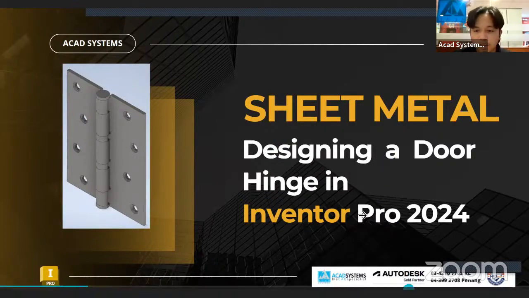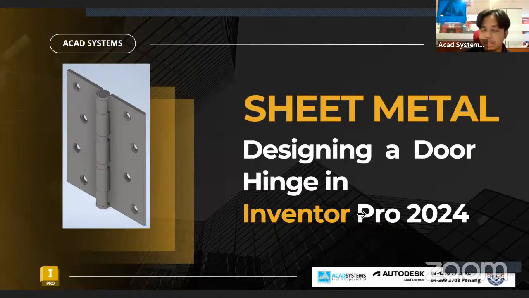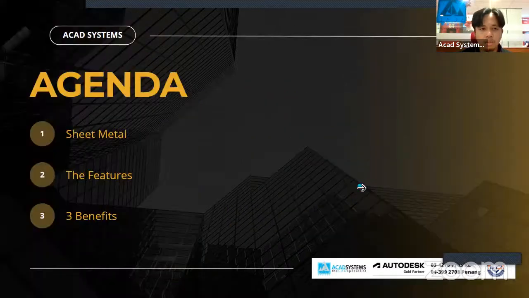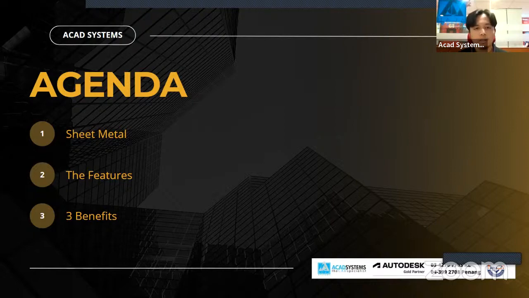Okay, so for today's free lesson, again, we will be discussing sheet metal. So what is sheet metal? Sheet metal is a feature in Autodesk Inventor Pro. All right, so this is today's agenda. First, of course, sheet metal: what is sheet metal? Then the features in the sheet metal environment. Finally, the three benefits of using sheet metal in Inventor Pro.